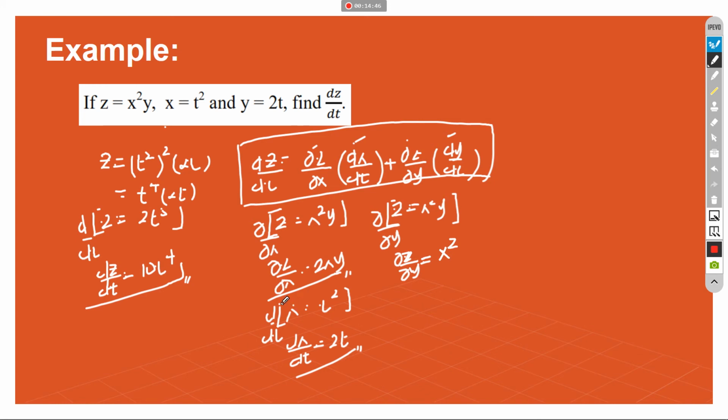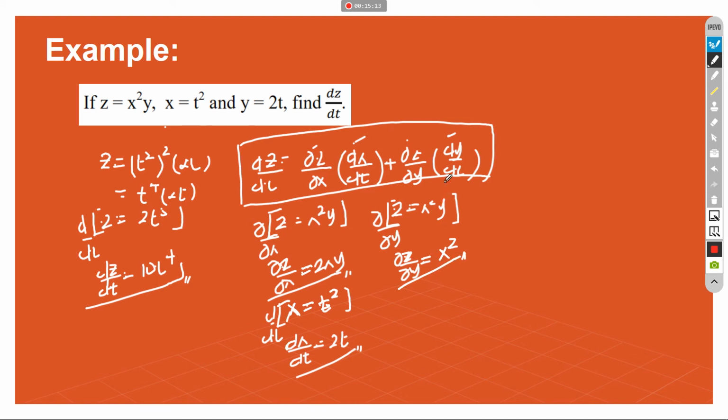So, we have this is x, is t squared to. So, okay na tayo.